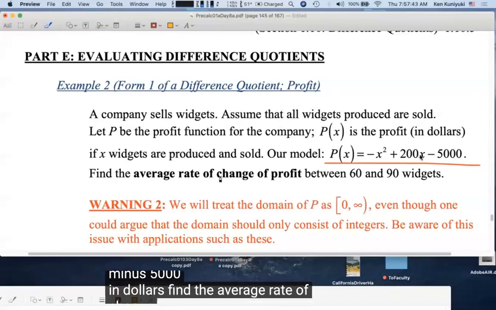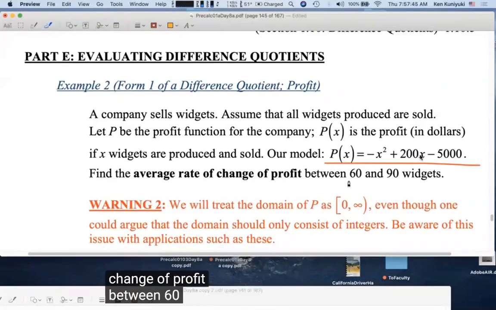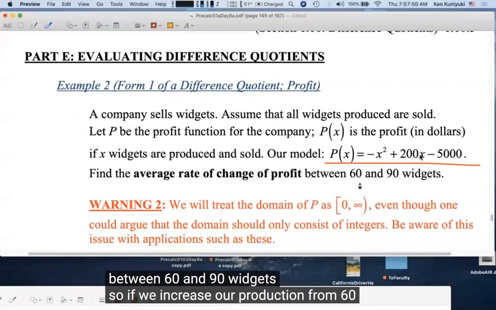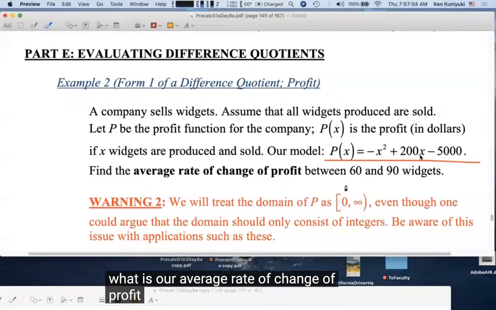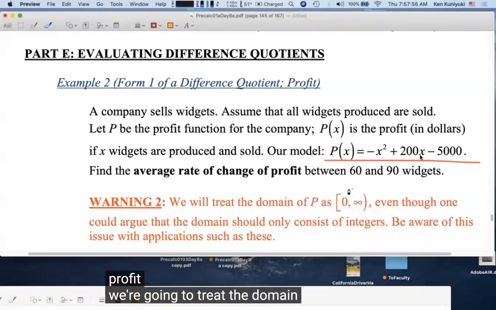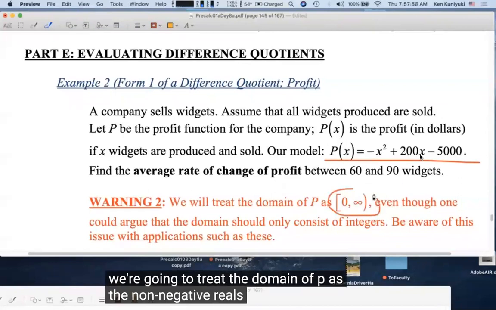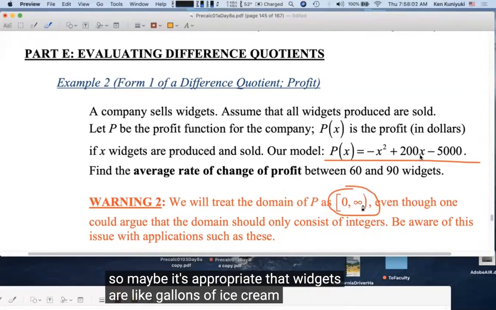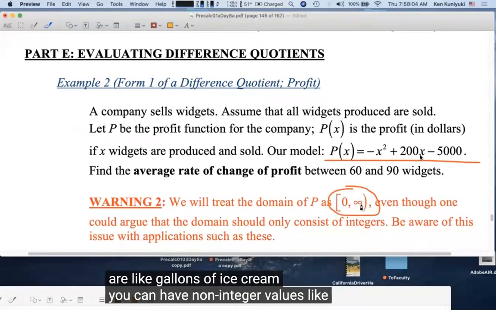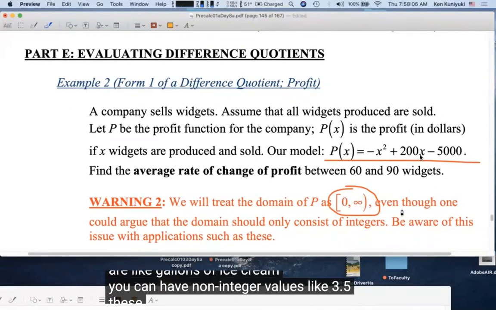Find the average rate of change of profit between 60 and 90 widgets. So if we increase our production from 60 widgets to 90 widgets, what is our average rate of change of profit? We're going to treat the domain of P as the non-negative reals. So maybe it's appropriate that widgets are like gallons of ice cream. You can have non-integer values like 3.5. These aren't like cars.